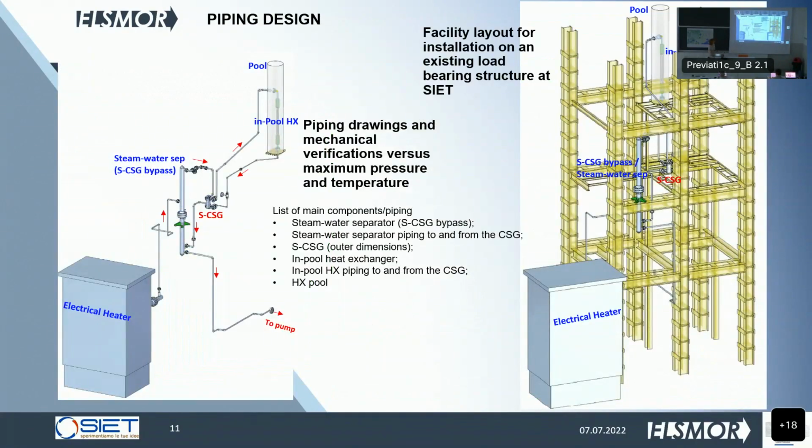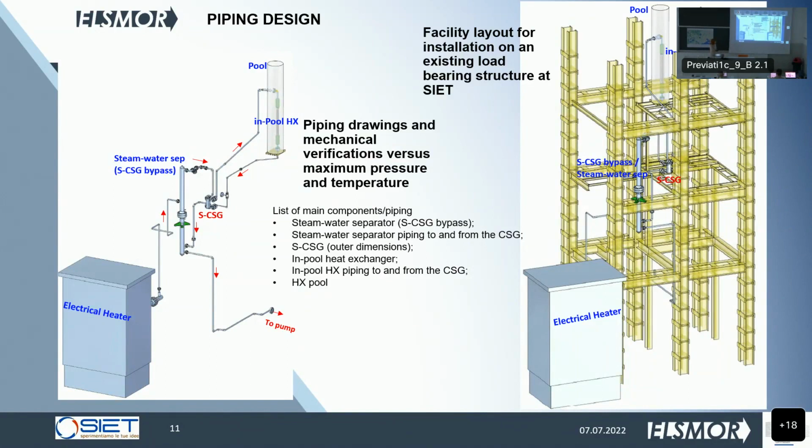In this slide, you can see the position of this facility on an existing load-bearing structure we have at SIET. Because when we design and build a test facility, we need a place where to put it. When we work on paper, everything seems easy. So, okay, we design a facility, piping, but when we need to build it, we need to find a place, to fix it to the beams, to sustain it, to make verifications of the structure, to support the weight of the facility, and so on.